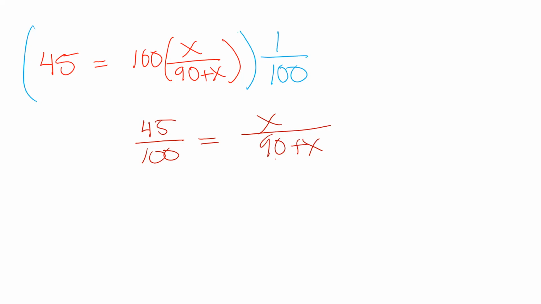Oh, you did it that way. I already see what you did. I made a decimal. I made 45 a decimal point rather than doing it that way. That doesn't change anything. Then you can use the cross multiplication, right? Yes. 100x equals 45 times 90 plus x. Is that what you did?